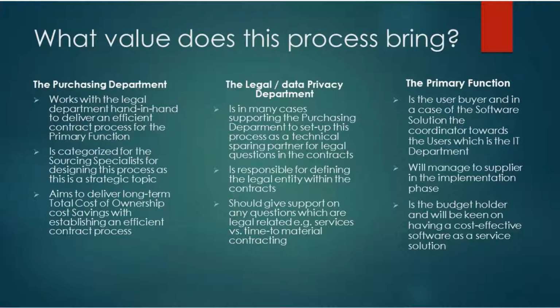The purchasing department aims to deliver long-term total cost of ownership cost savings within establishing an efficient contract process. Now, the aim, of course, is always not only price as it is in the past. This is a very traditional model, but we're going to look at this in other trainings and tutorials, the difference between price and total cost of ownership. Here, for a professional procurement expert, total cost of ownership should be the key aim in order to reduce this. And with the contract management process now in place, this can be done.